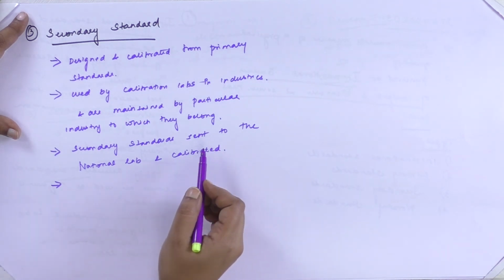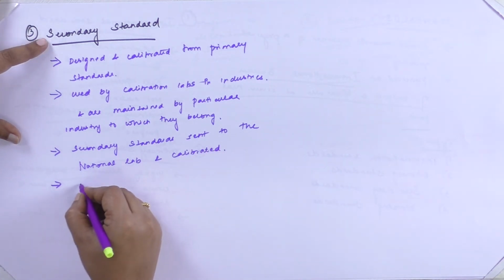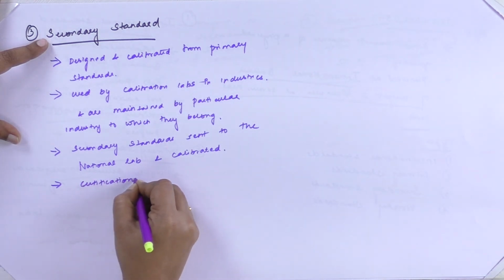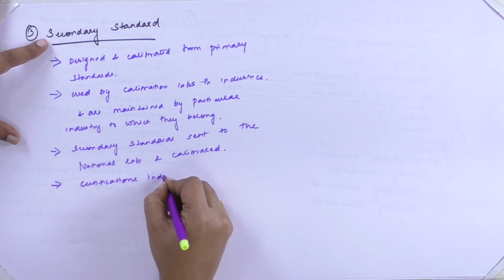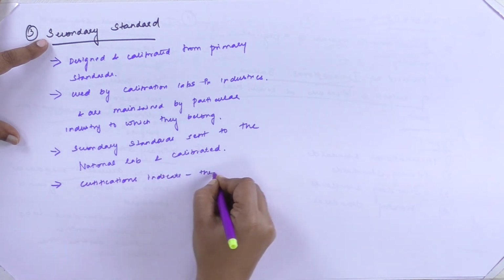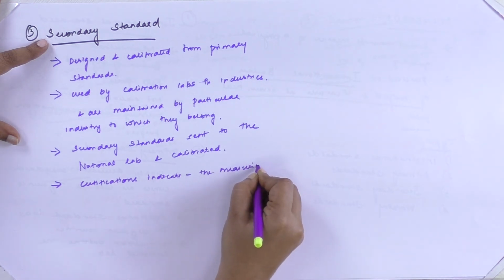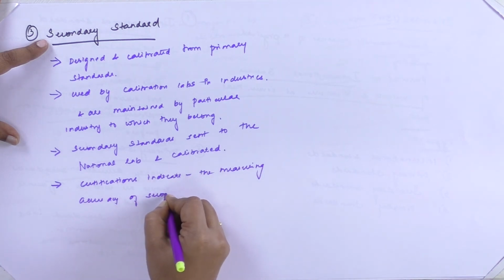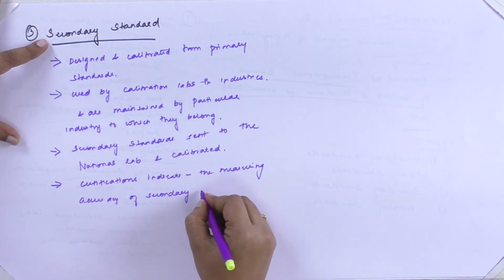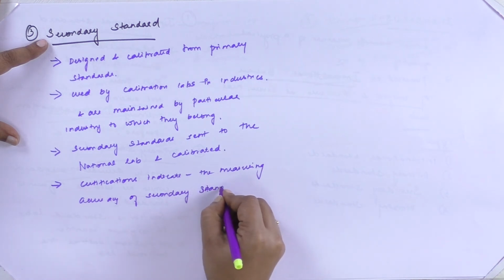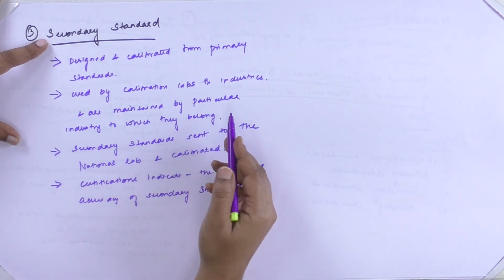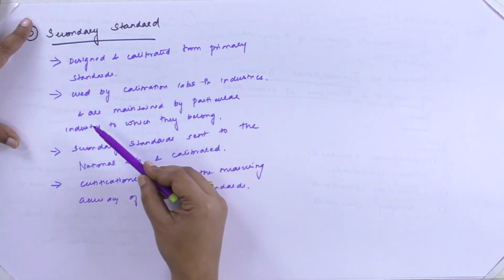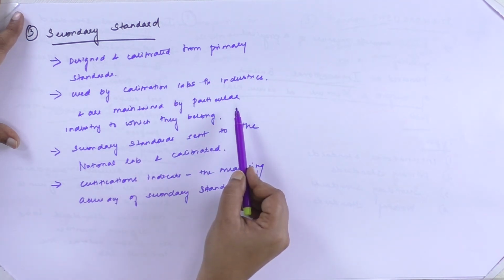The certification provided by the national labs indicates the measuring accuracy of the secondary standards. So, the certificate indicates the accuracy of the secondary standards which are used in the calibration labs in the industries. The industries will use that instrument, which is calibrated with the primary standard, for their manufacturing purpose.